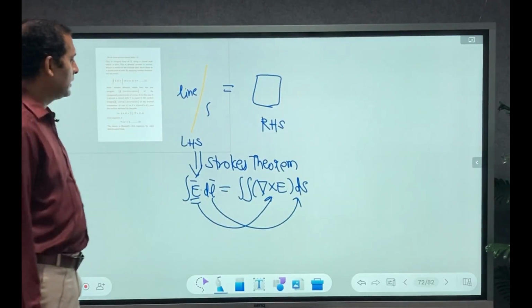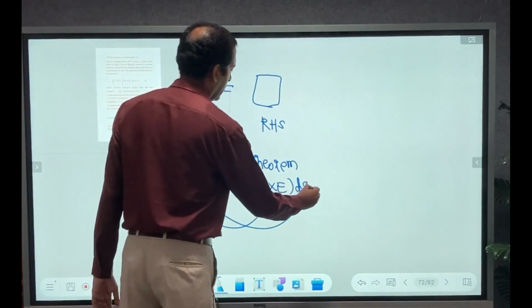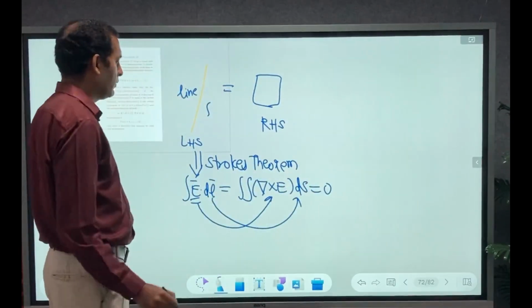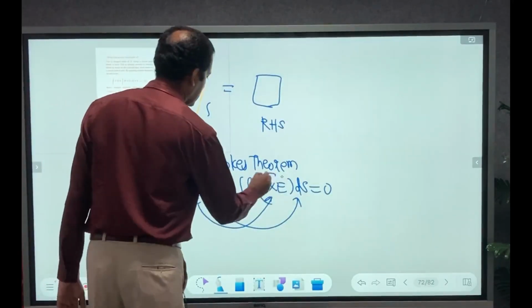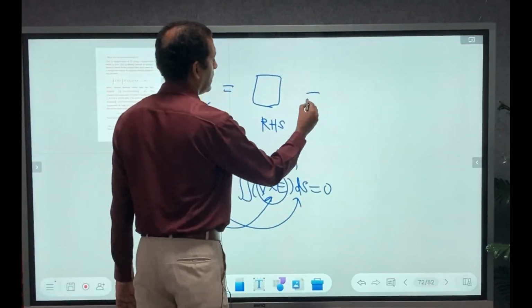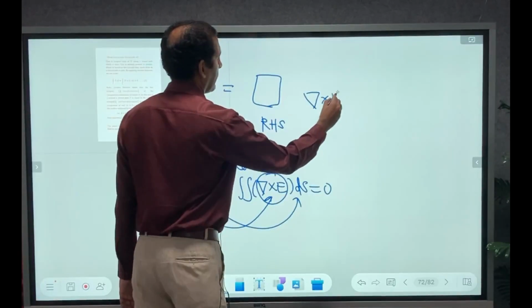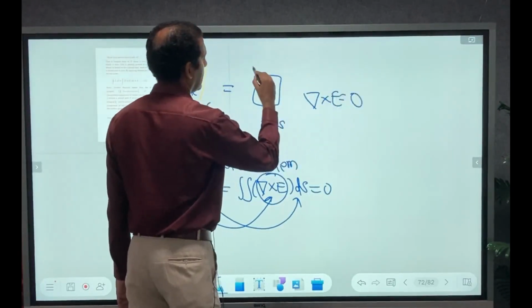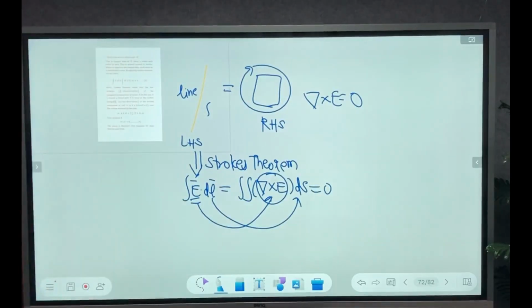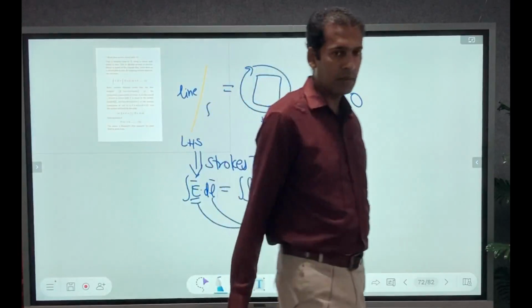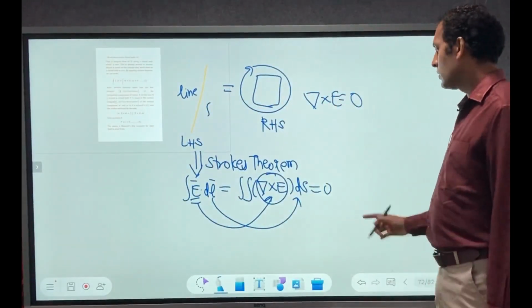Now if we consider a closed path where the total term is becoming 0, then the curl for this expression will also be 0. Del cross E will be equal to 0. That means the circulation of electric field intensity, again the law of conservation, will also become 0 in this case. So this is Stokes theorem.